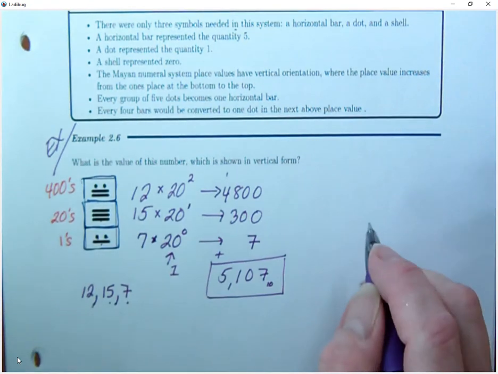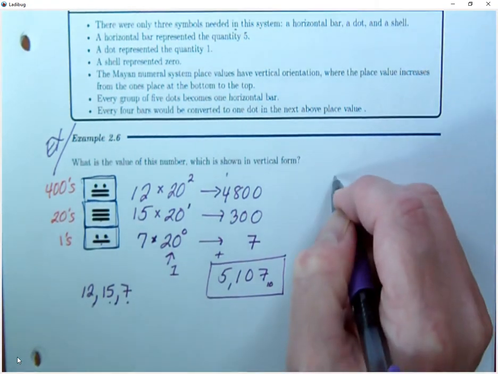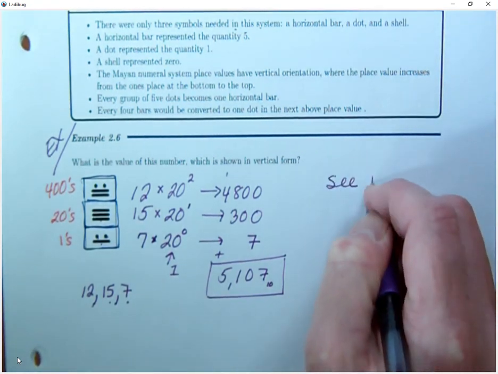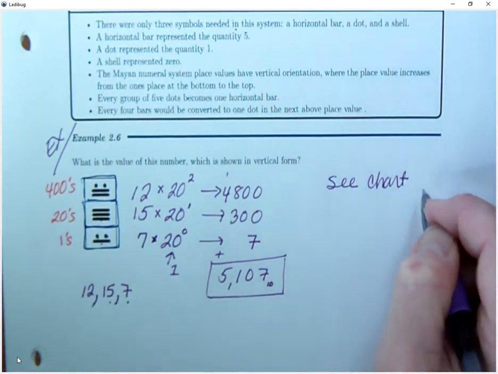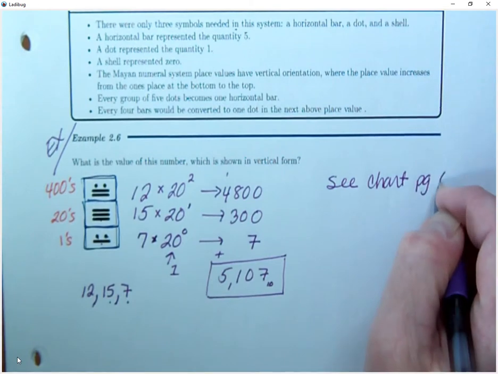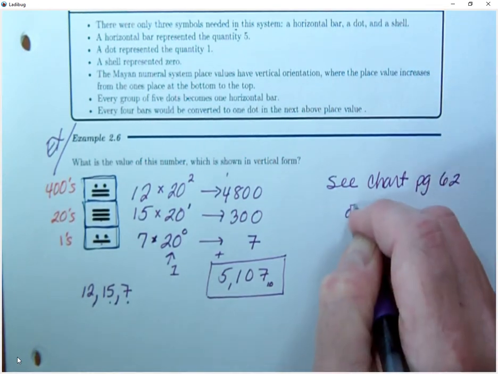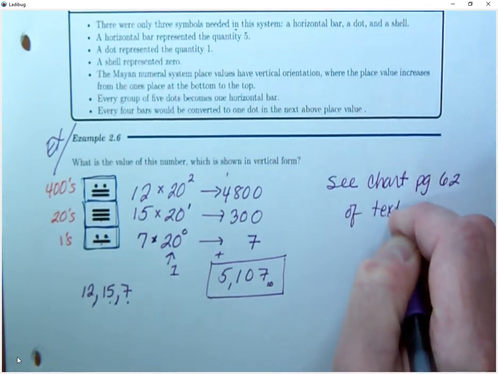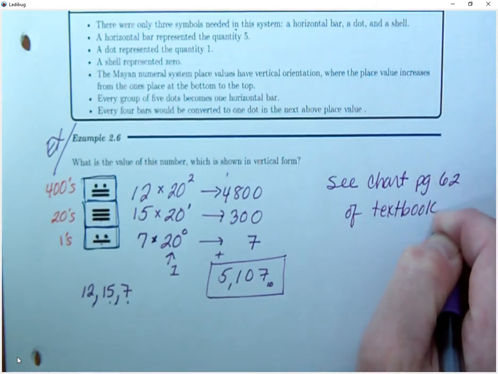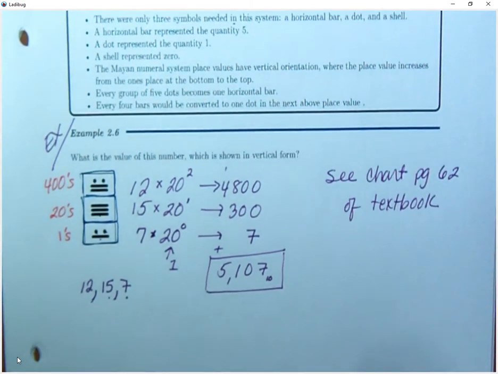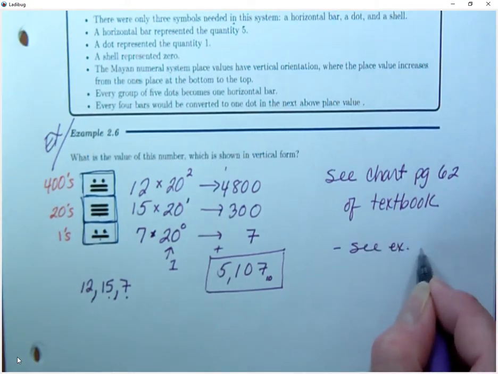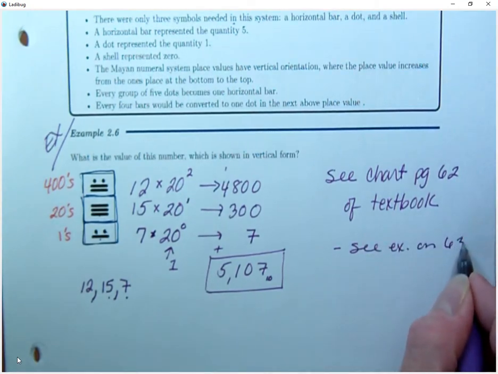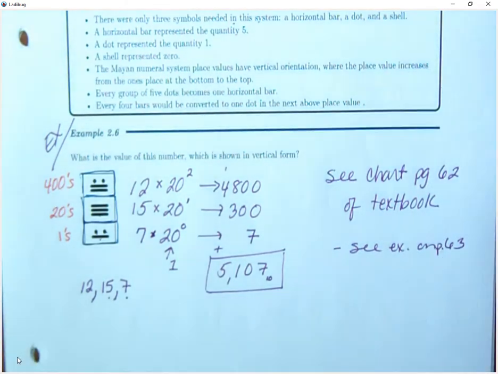So there's also a chart in your book that's helpful. It's on page 62. So you might want to check that out. There's more examples on page 63, in your book.